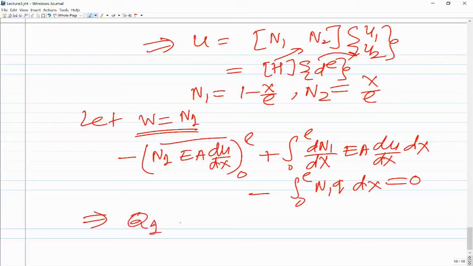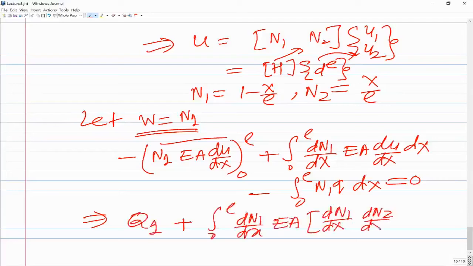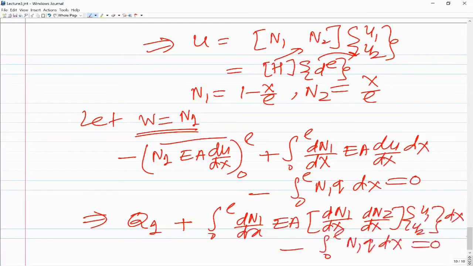So that is q1, and this term will become integration 0 to L dN1 by dx into EA, and this du by dx again you can write as dN1 by dx, dN2 by dx into u1 u2 dx, and of course this term will be minus integration 0 to L N1 q dx is equal to 0.